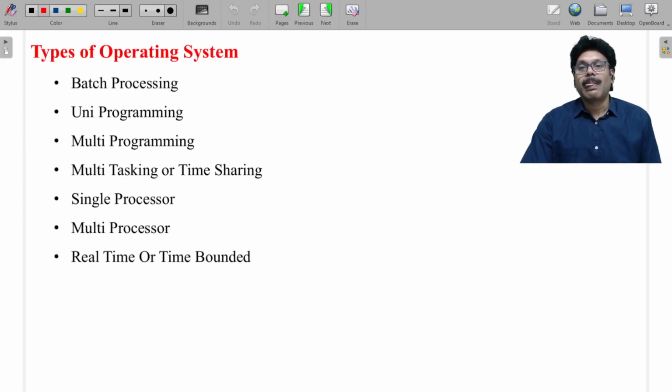So based on this, there are different kinds of operating systems we have: batch, uniprogramming, multiprogramming, multitasking or time sharing, single processor operating system, multiprocessor operating system, real time or time bounded. We may also have distributed, clustered, handheld operating systems. There are many, but a very important one is multitasking. Right now, your Windows or Linux or any kind of operating system is completely based on multitasking or time sharing manner.